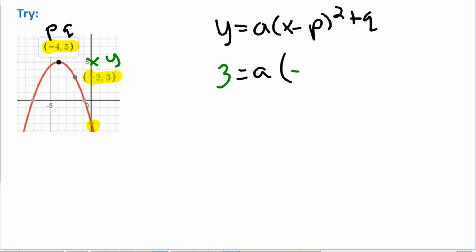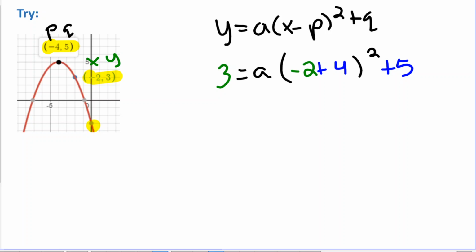My X value is -2. My P value, on the other hand, is going to be +4, right? Because remember, the sign always flips. If it helps, put minus and then a -4. And then our Q value is a +5. So now that I have everything but A, I can go through the process to solve.